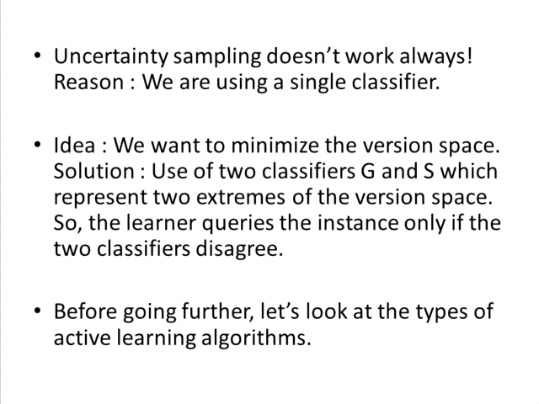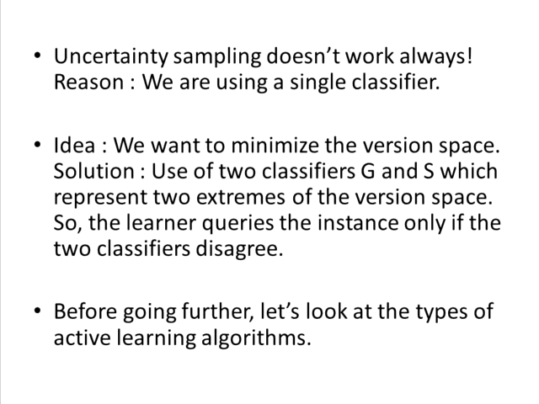However, uncertainty sampling doesn't always work. That is because we're using only one classifier here. So the solution that was thought of was, how about we use two classifiers called G and S, which lie at the extremes of the version space, and the learner then queries an instance only if these two extreme classifiers don't agree on that instance. Only then. If they do agree, good enough, then I do not need to query for the point. But if they don't agree, I query for the point.